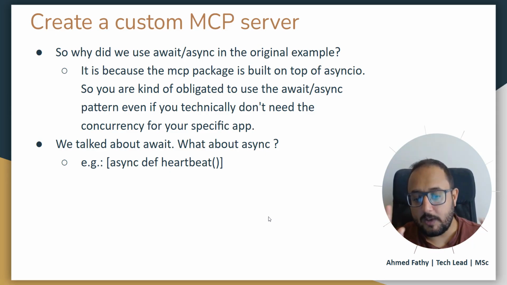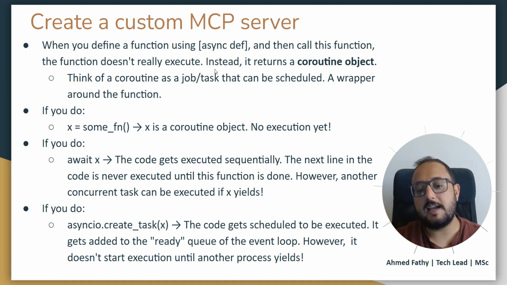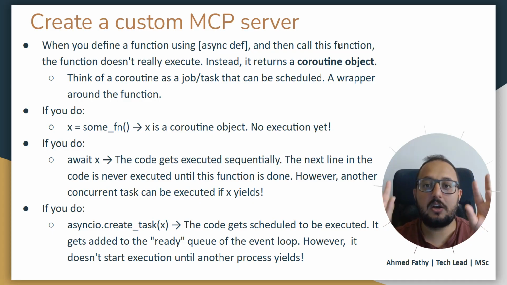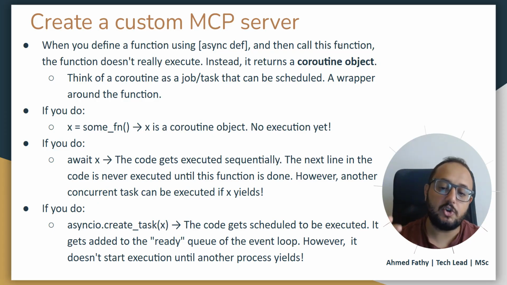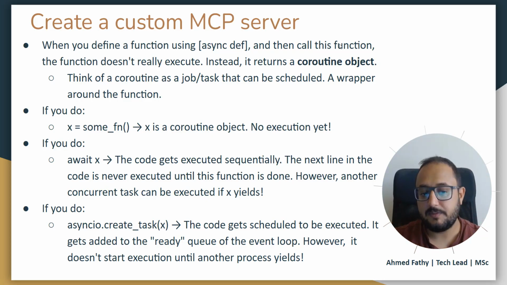So we talked about await, but we didn't talk about async itself. I mean, here you have async def heartbeat. So what is that exactly? When you define a function using async def and then call this function, the function does not really execute directly. Instead, this call returns a coroutine object. So you can think of a coroutine object as a job or task that can be scheduled later. Like this is some sort of a wrapper around a function.